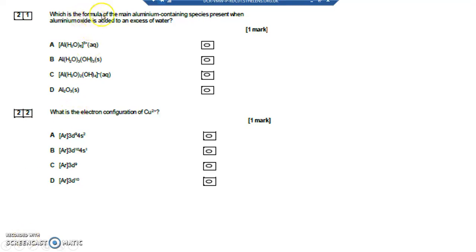Question 21. What is the formula of the main aluminium-containing species present when aluminium oxide is added to an excess of water? Aluminium oxide, also known as bauxite, is insoluble. That's just something you've got to know.